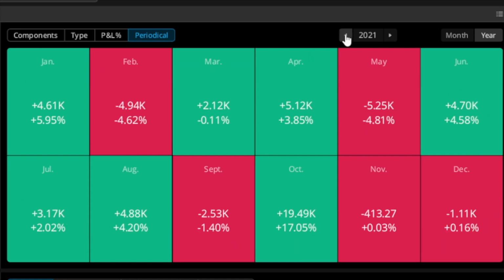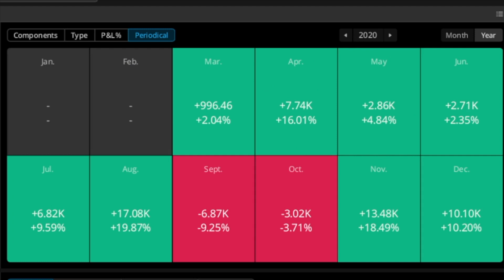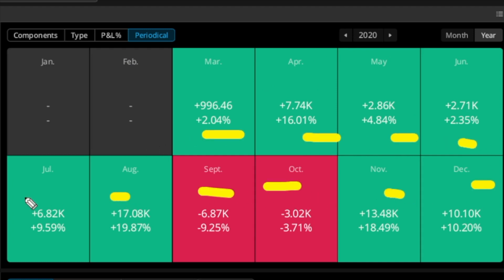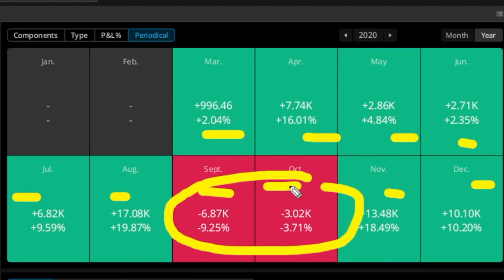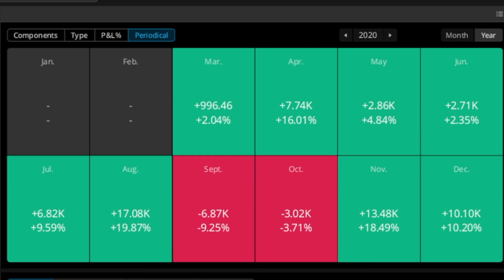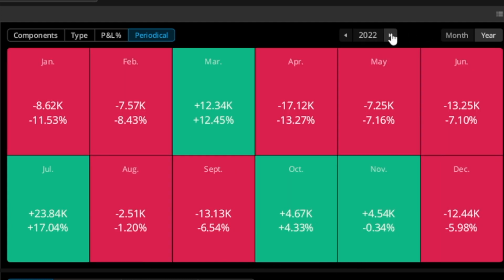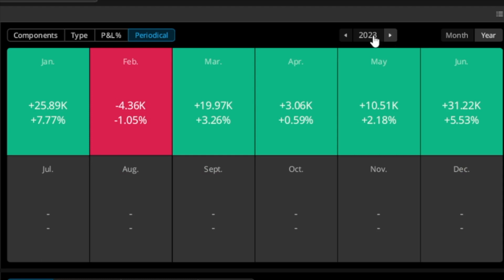You can see we go back to 2020. This was another really good year for my trading. I was able to catch several good runs on the indices, with of course some poor months in there as well, down 9.25%, minus 3.71%. But the point is, overall, you'll have ups and down months, and no matter what strategy you use, there are times when things are really good and there are times when things are really bad. This is part of being a professional trader.